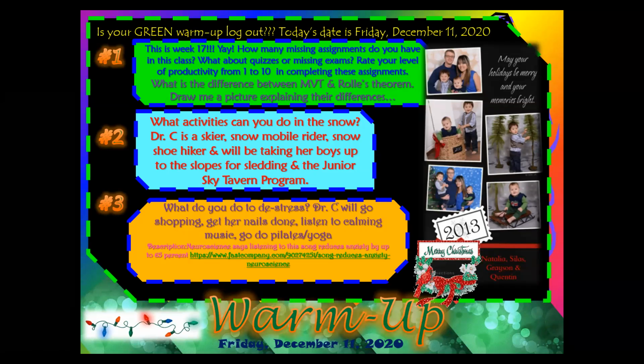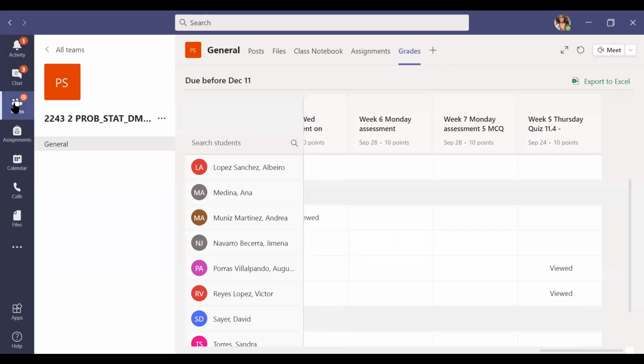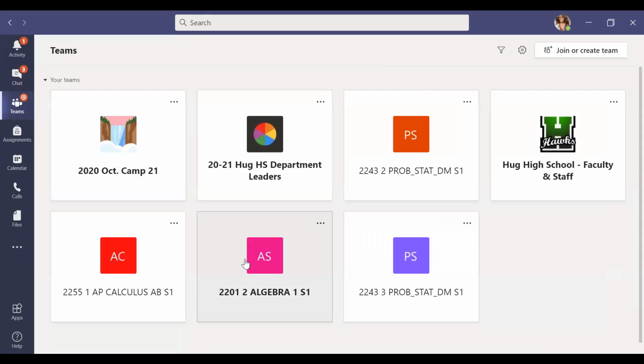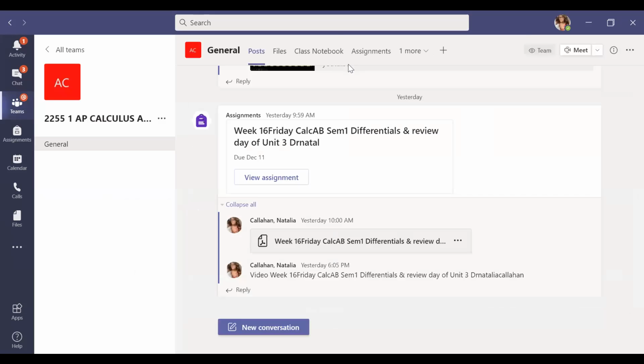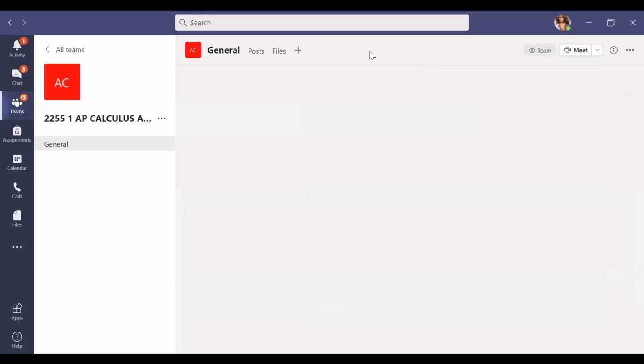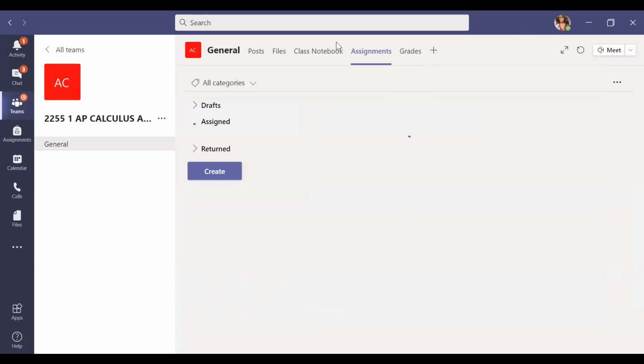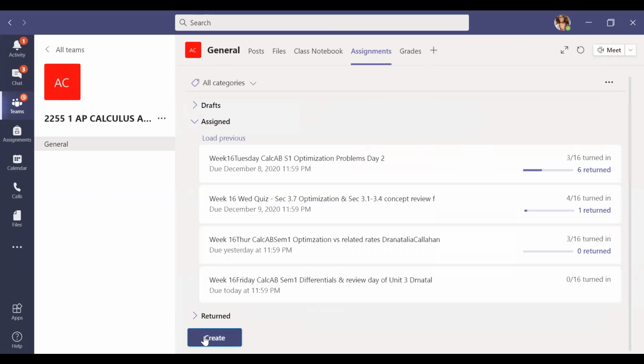All right, let's go ahead and take a look at your MS Team. I'm going to create the assignment for you guys so that you get the points when you click on it. So here is calculus, and let's add the assignment, create.